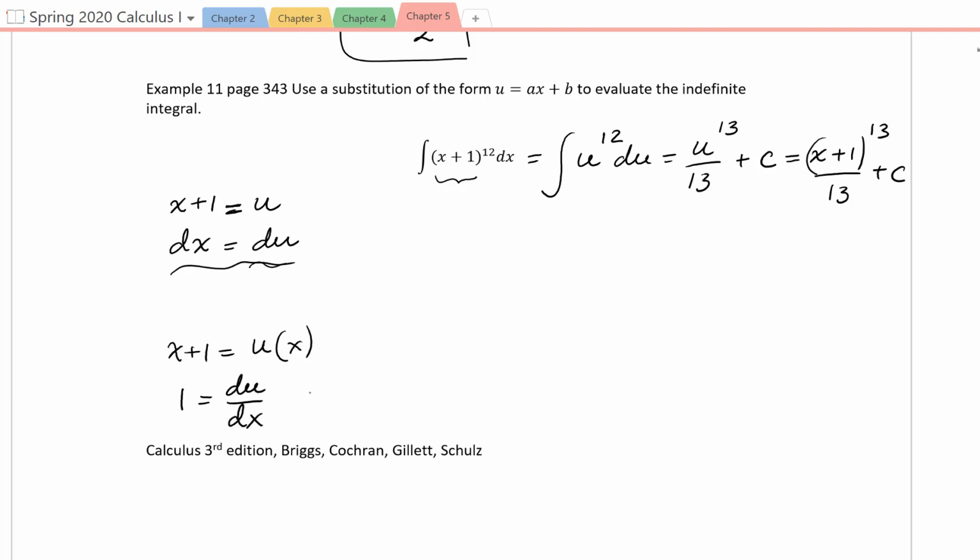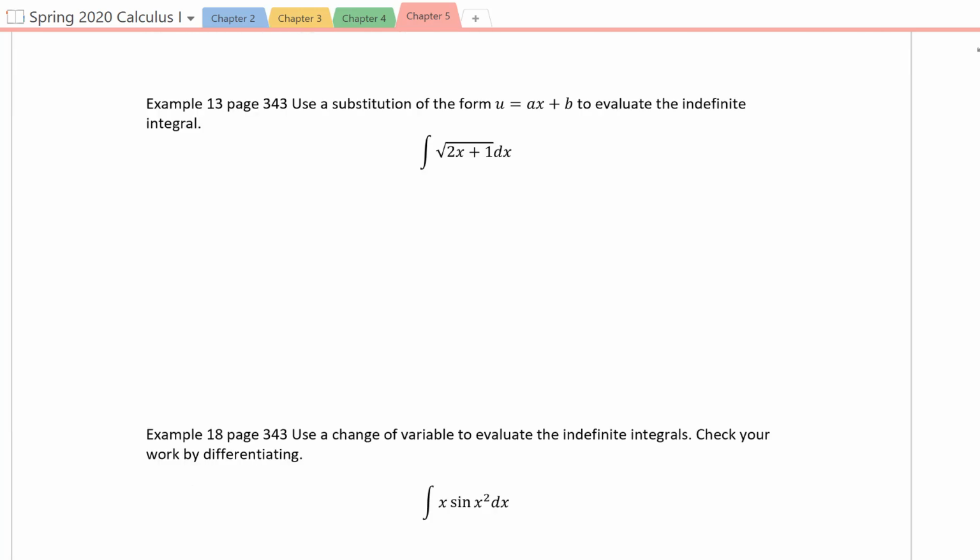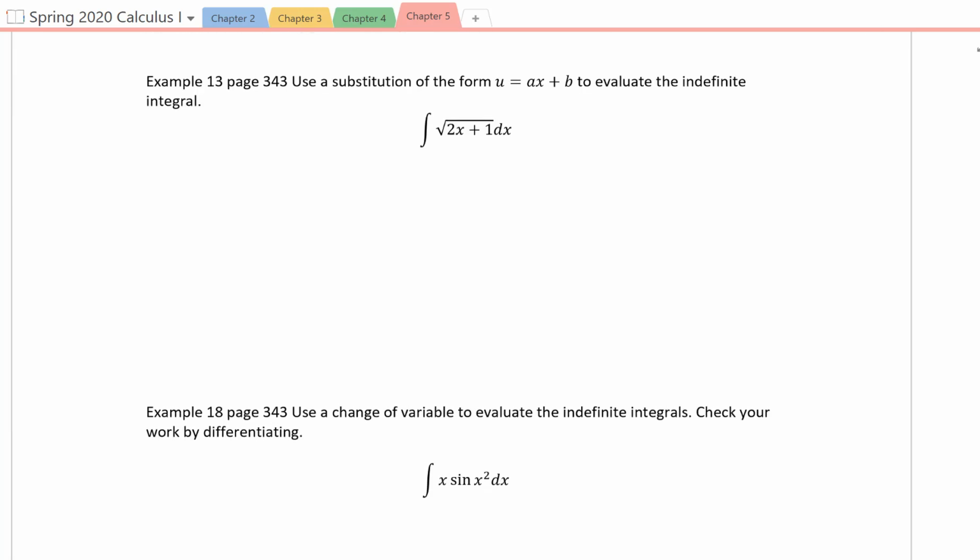If we multiply both sides by dx, we get dx equals du, the relation that we wanted. So this is just a discussion. Okay, let's see if we have other problems. Yep, we have quite a few.